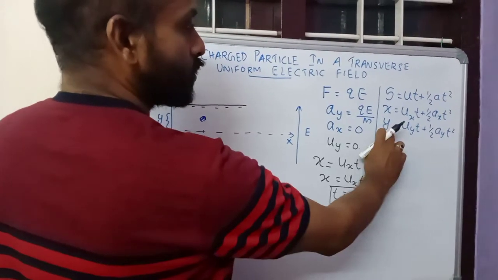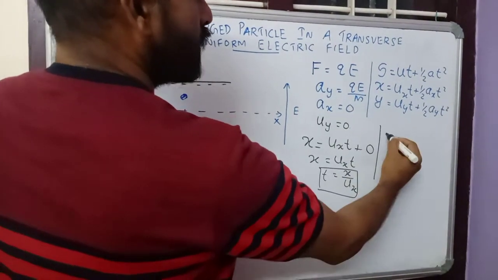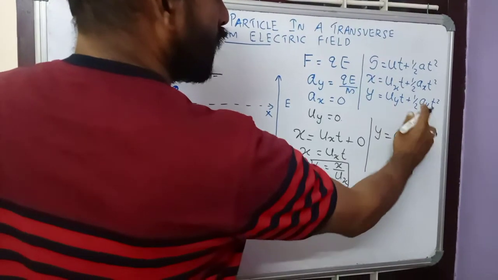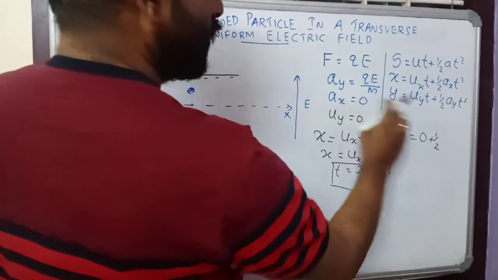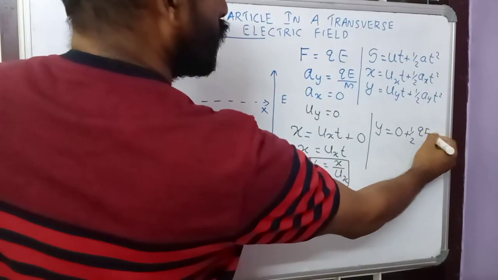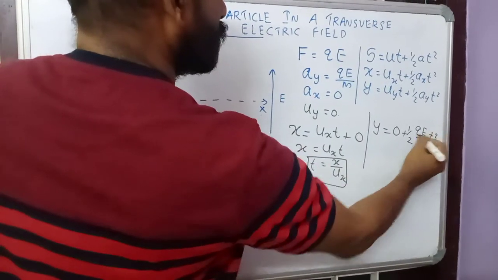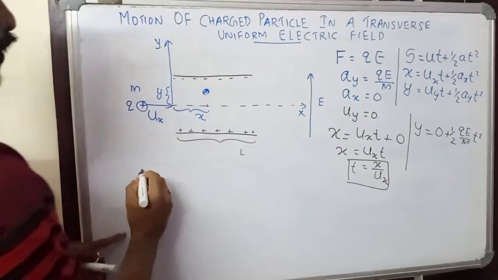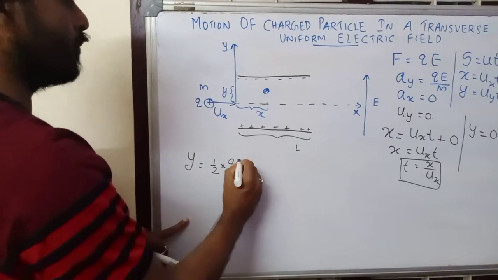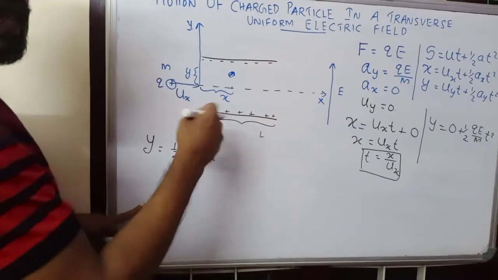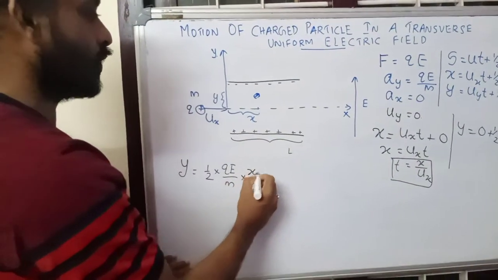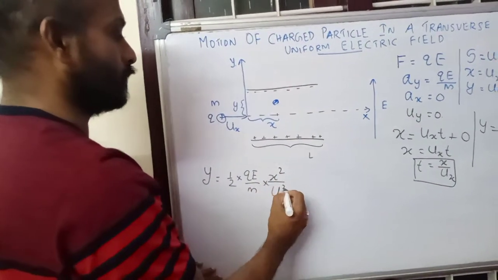Now we will take the next equation, y. We know that y is equal to uyt plus half ay t square, where uy is 0. What is ay? ay is equal to qE by m. So y is equal to half into qE by m into t square. This is the equation for y. Now we need to square t and substitute here x square by ux square.